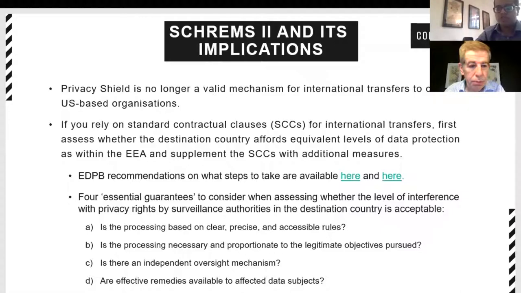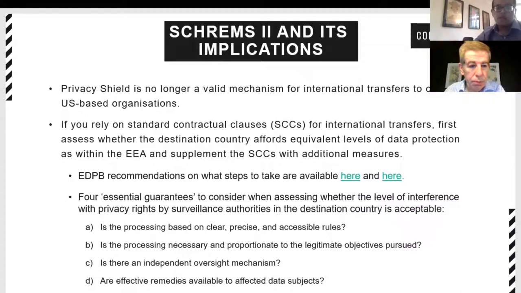That's really the job of the European Commission. So fortunately, 2 weeks ago, we did get some clarity on what's expected by way of some guidance from the European Data Protection Board. And I put the link to that on the slide. And the key takeaways from that are as follows.